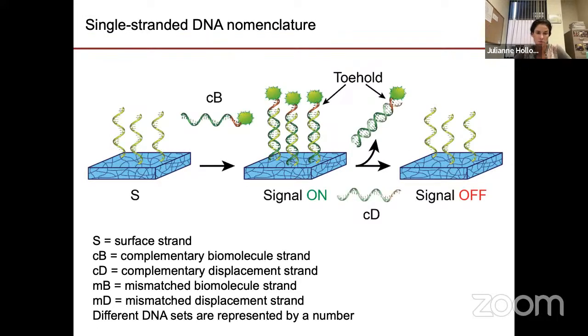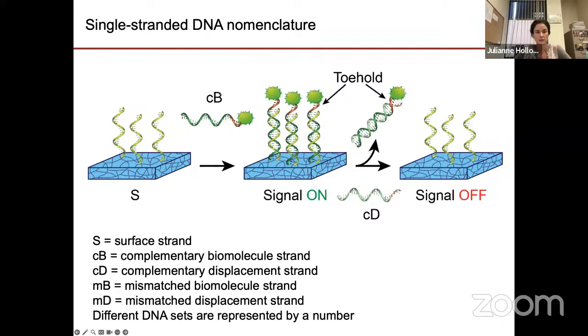And then here's just some of the nomenclature that we use here. The surface strand, again, these surface strands are thiolated and then photopatterned onto the surface of the hydrogel via that norbornene thiol chemistry. This allows us to have spatial control over that initial photopatterning of these surface strands. And then these surface strands are permanently covalently on the surface.